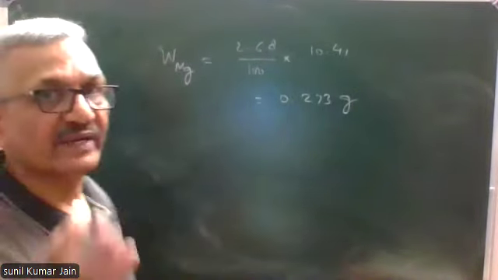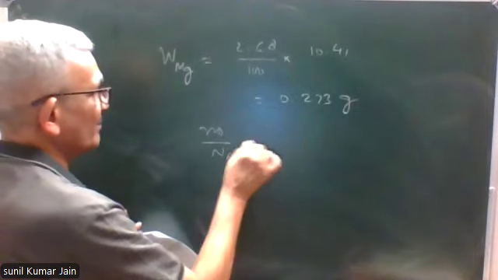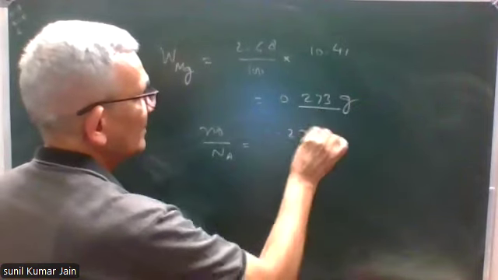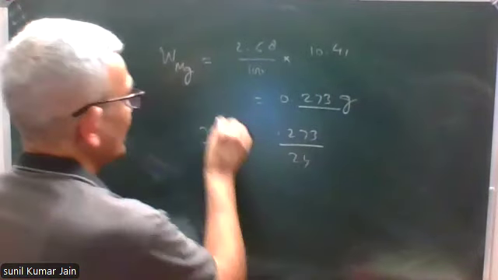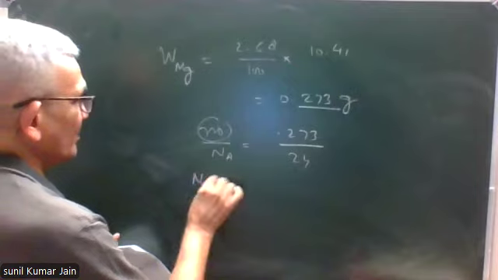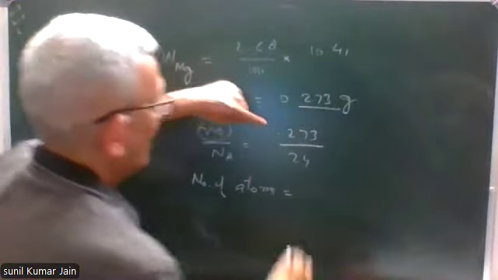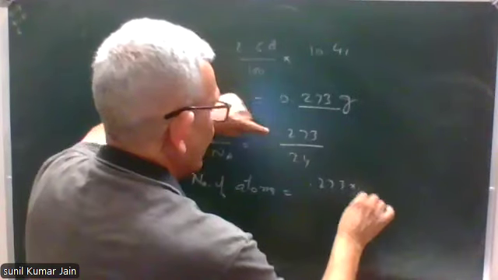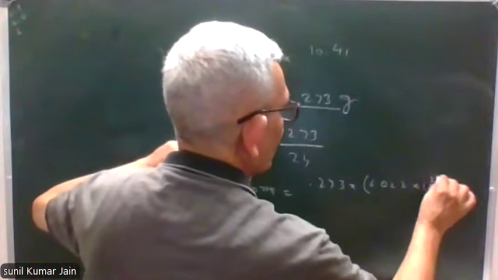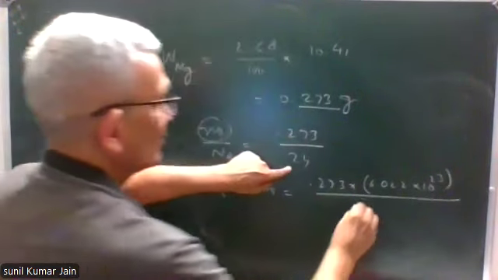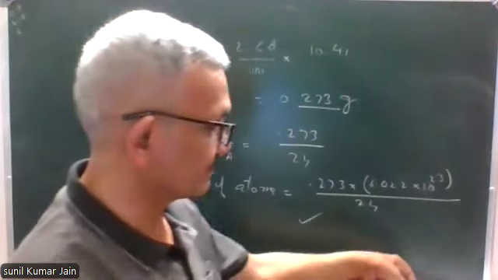Now, we have to calculate the number of magnesium atoms. So number divided by Avogadro's number is equal to weight divided by atomic weight of magnesium, that is 24. This will be the answer. So number of atoms will be 0.273 into the value of Avogadro's number divided by 24. You'll get the number of atoms.